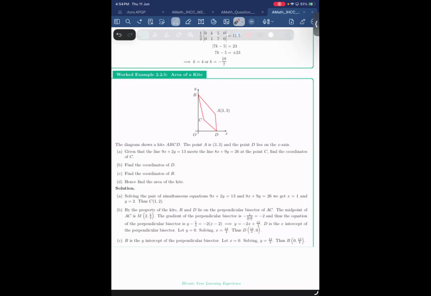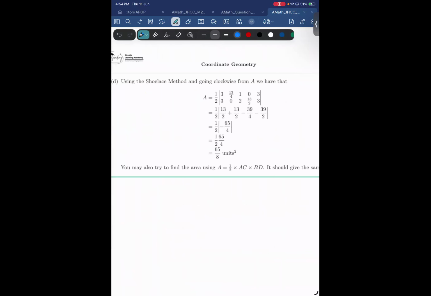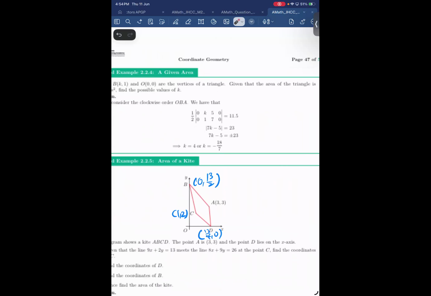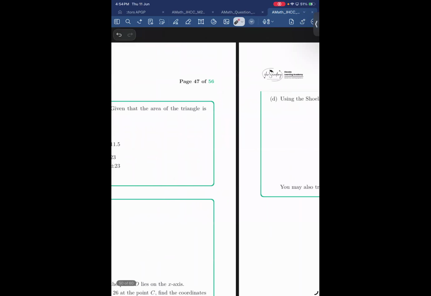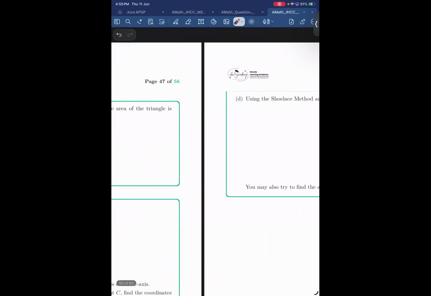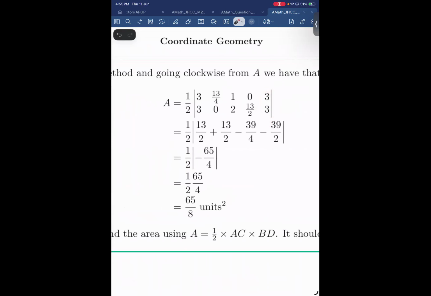So coordinates of B is going to be 0, 13/2. Coordinates of C is going to be 1, 2, and D is going to be 13/4, 0. Here we choose to go clockwise from A. Clockwise from A means A, then D, then C, then B. So 3, 3, then 13/4, 0, then 1, 2, then 0, 13/2. Then we return back to 3, 3. Don't forget to return back to the original point.